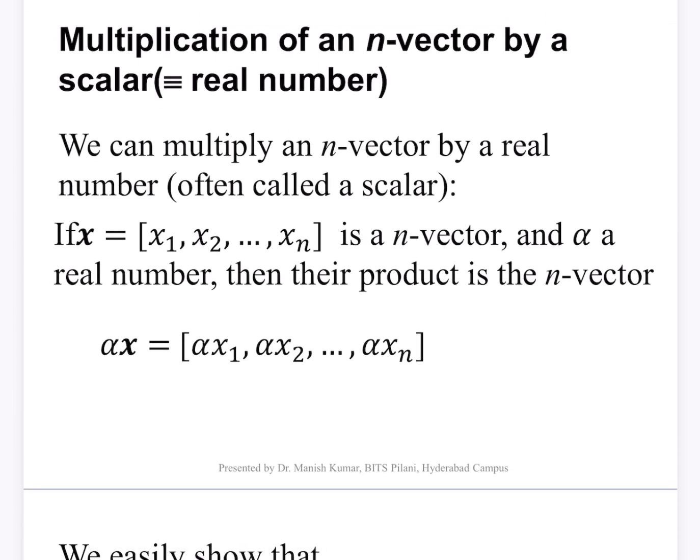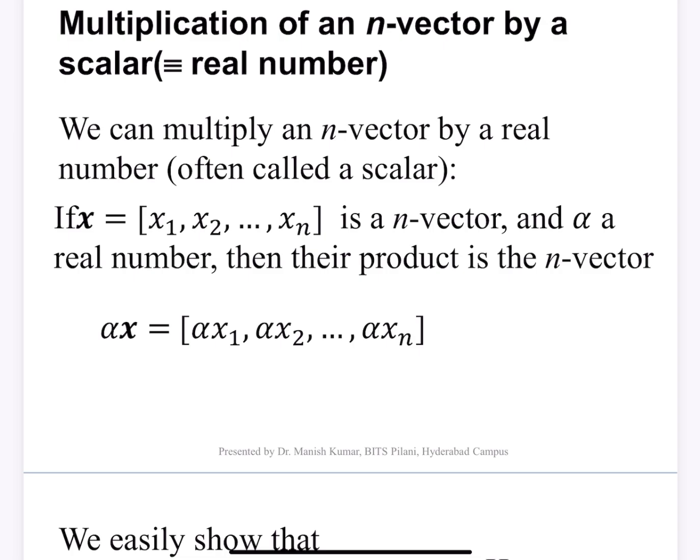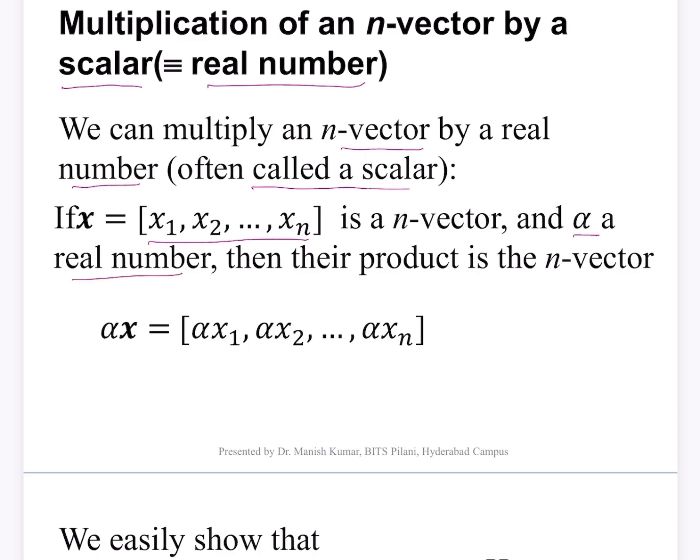Now let us see multiplication of an n vector by a scalar. So this is very important, real scalars. We can multiply an n vector by a real number, often called a scalar. If x is an n vector and alpha is any real number, then alpha times x is nothing but alpha gets multiplied to each component, right?